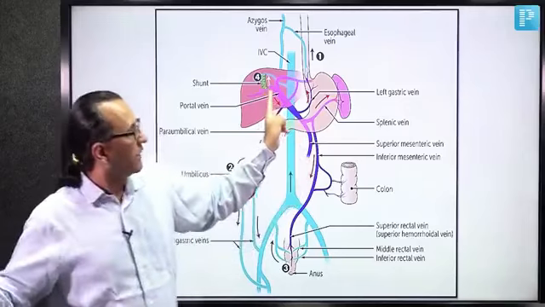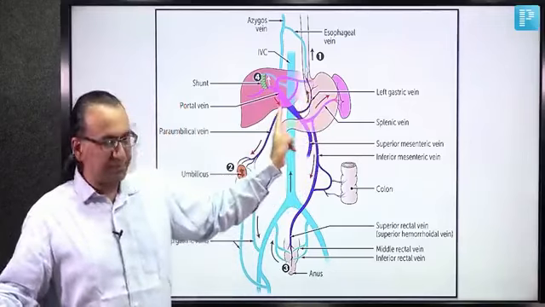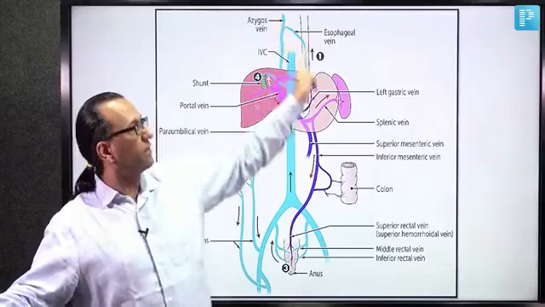Now, as you can see, the left gastric vein, which is draining into the portal vein, has communication with some of the esophageal veins, which drain into the azygous venous system.